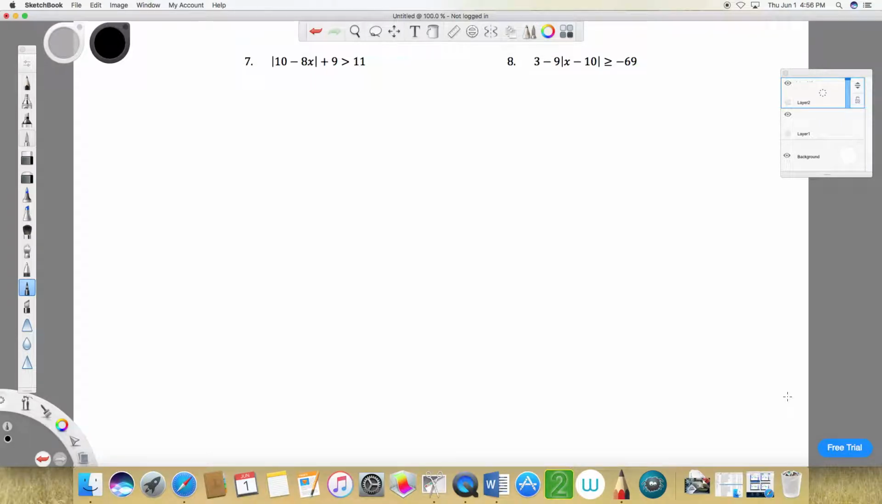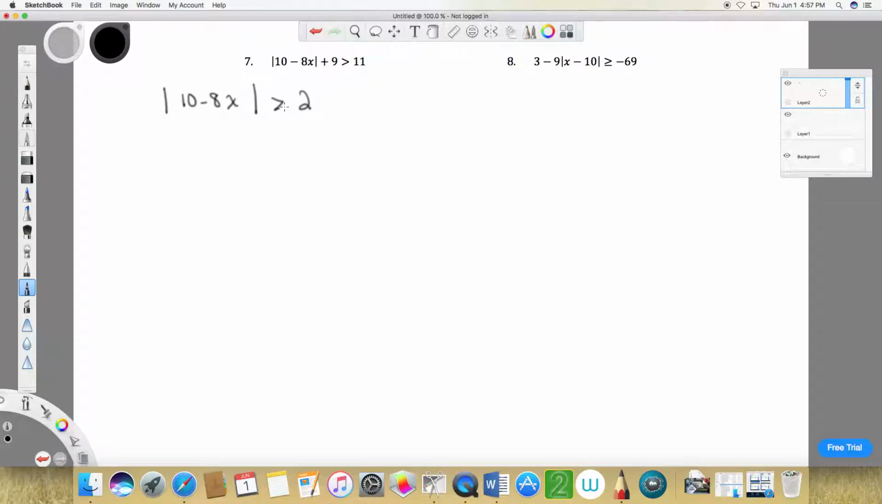Let's take a look at these two absolute value inequalities and solve them. Our first step is to get these absolute values by themselves. So in problem number 7, the first thing I'm going to do is subtract 9 from each side. So that gives me that the absolute value of 10 minus 8x is greater than, well, 11 minus 9 is 2. The arrow is pointing away from the absolute value.